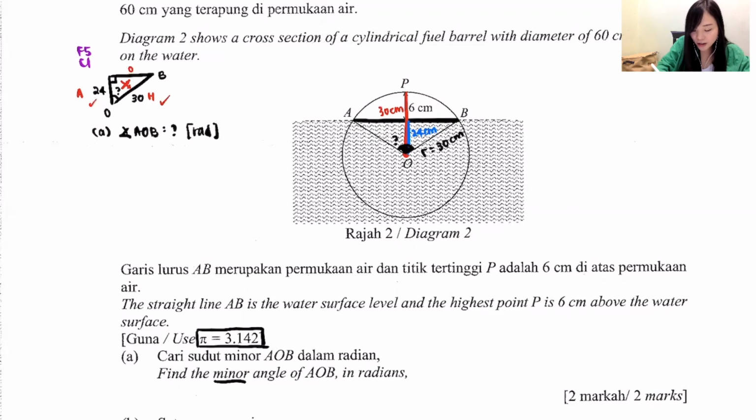Now I got A, I got H. Isn't it under SOHCAHTOA? I got A and H, that means we're going to use CAH. The CAH formula is cos theta equals adjacent over hypotenuse. All we need to do is sub inside. So cos is cos, the angle we don't know, adjacent 24, hypotenuse is 30.